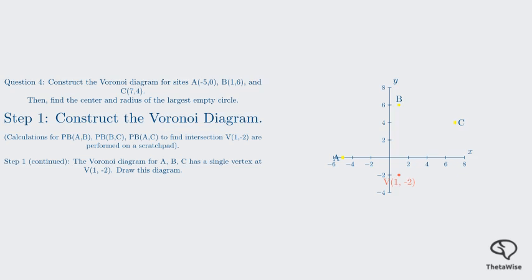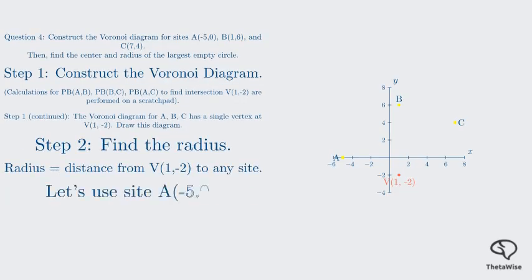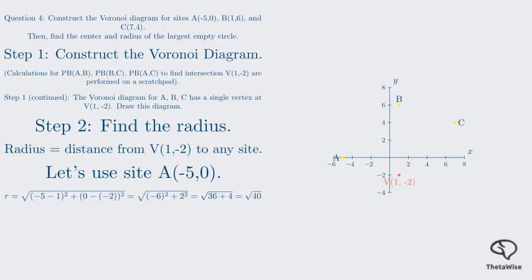Since this is the only vertex, it must be the center of the largest empty circle. Remember, the radius of this circle is the distance from the center V to any of the equidistant sites, A, B, or C. We can calculate this distance using the distance formula for V and site A. Plugging in the coordinates, we find the distance is the square root of 40 units. You could verify this by calculating the distance to B or C. The result would be the same.